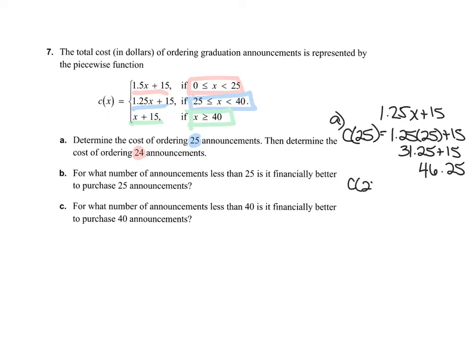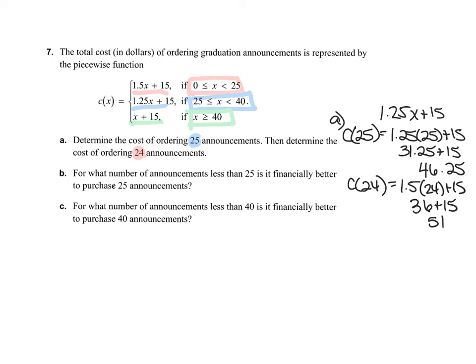Now C of 24, we have to use the 1.5 times 24 plus 15 equation, the red one. 1.5 times 24 is 36, plus 15 is 51. So it actually costs more to get 24 announcements than it did 25 announcements.